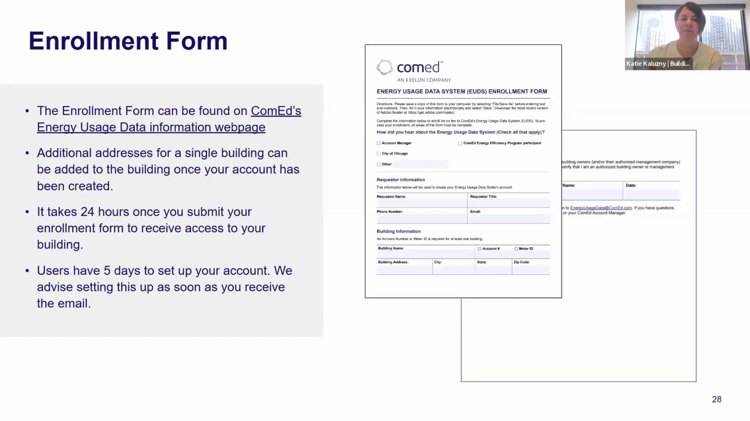What happens here is you fill out this form, you email it back to ComEd at the energy usage data address, and then within about 24 hours, you'll get an email back that has a login to your account. Definitely click it as soon as you get it back, because within 5 or 7 days, if you haven't clicked it to verify your account, you have to start over and submit a new enrollment form, which I don't think you want to do. So just click it as soon as you can, verify that account, get your password set up, and then you're able to log in.